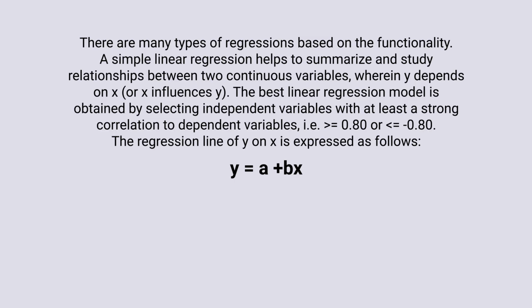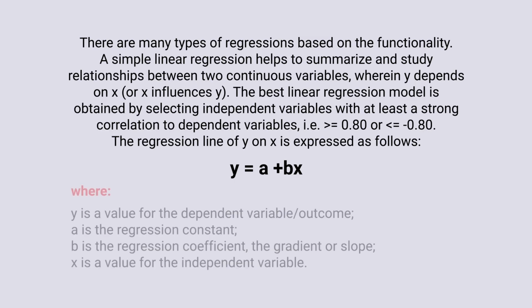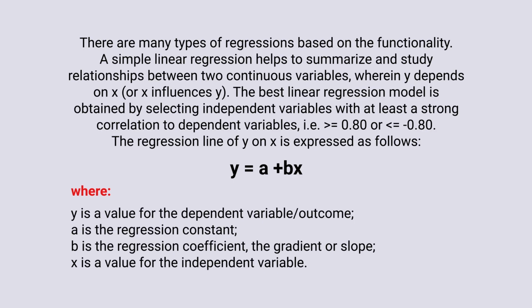So the regression line of y on x is expressed as follows: y is equal to a plus bx, where y is the value of the dependent variable or outcome, a is the regression constant, and b is the regression coefficient, the gradient or slope. x is the value of the independent variable.